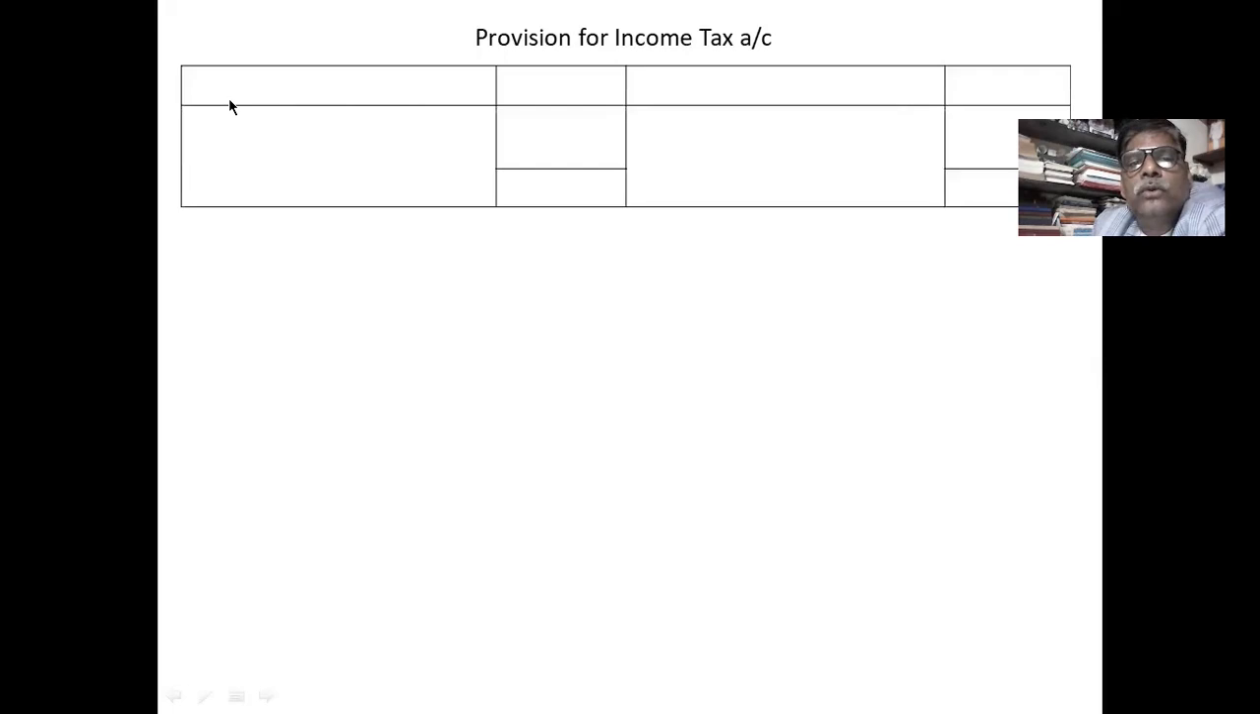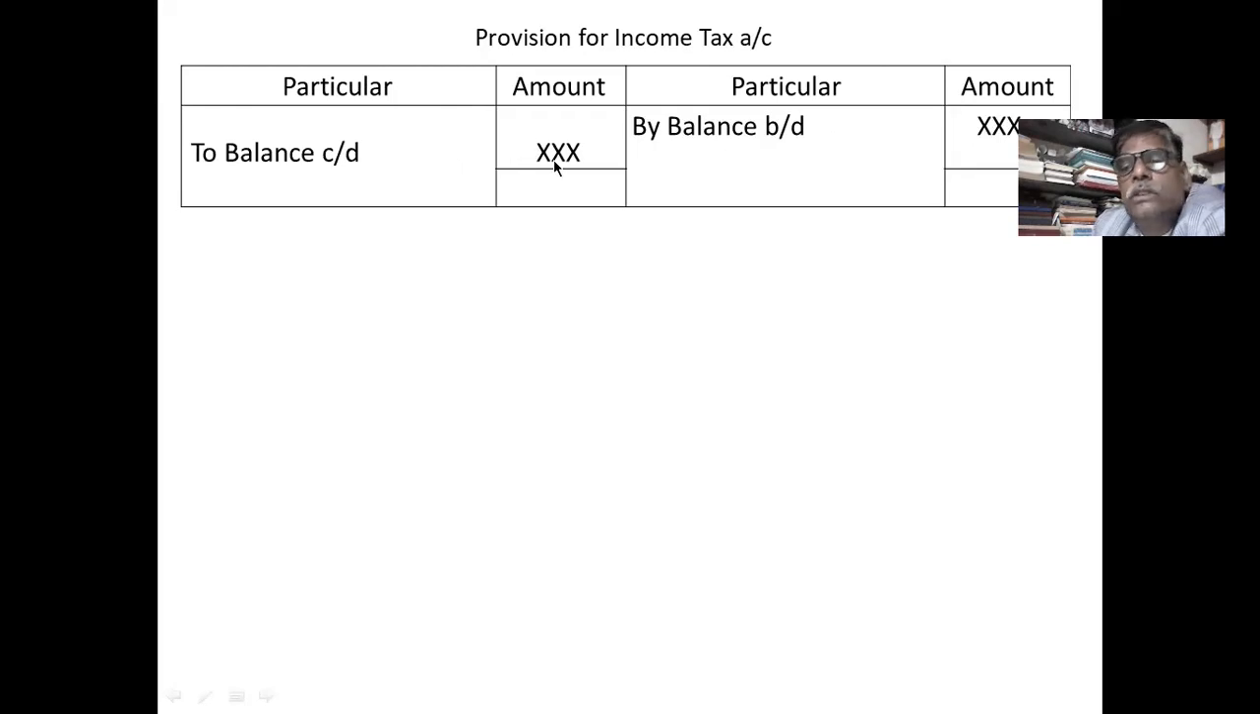So this is the provision for tax account. Okay. First, you write by balance brought down. By balance brought down, it is the opening balance, last year amount. It is the last year column, previous year column. Then to balance carried down, this is the current year amount. Like this, you write the by balance brought down, to balance carried down. Two items you write.